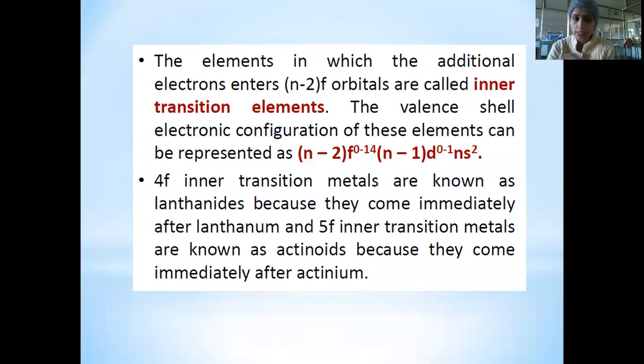Now the 4F series, the 4F inner transition metals, are known as lanthanides. Why? Because they come immediately after the element named lanthanum. And the 5F series, the 5F inner transition elements, are called actinoids. Why? Because they come immediately after the element named actinium.